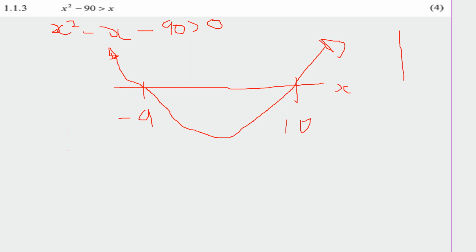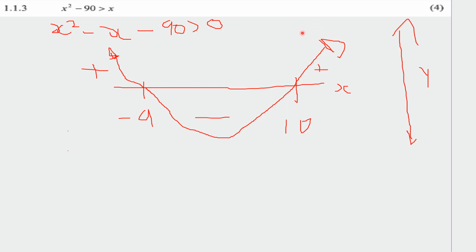Remember, this line here represents the x values. From your Cartesian plane, this is your x axis, and here are your y values. Above your x axis, you have positive y values. That means above here, you will have positive values of y. And below here, you will have negative values of y, because below your x-axis, you have negative y values.